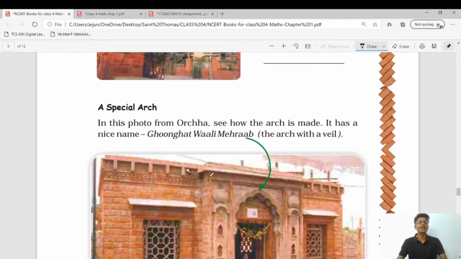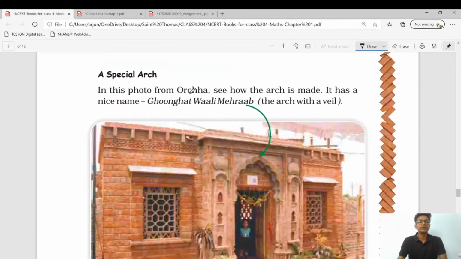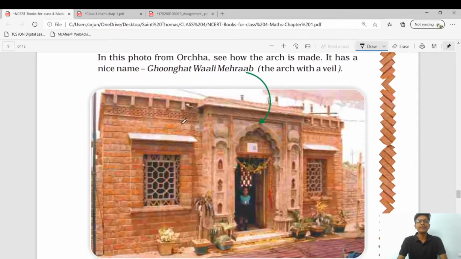A special arc. In this photo of Orchha, see how the arc is made. It has a nice name, Ghungat Wali Mehrab, the arc with a veil. Here you can see how beautifully an arc is made. I am highlighting this. See how beautiful it is. So this is the whole arc.